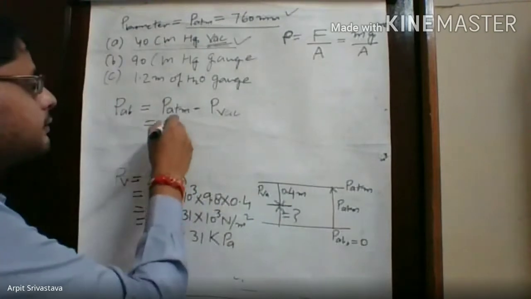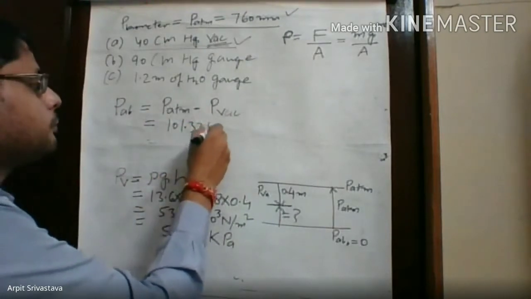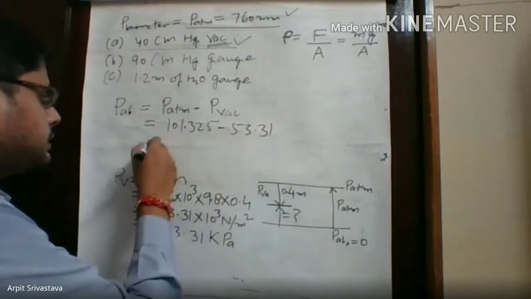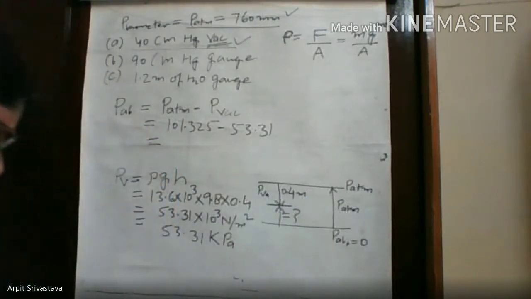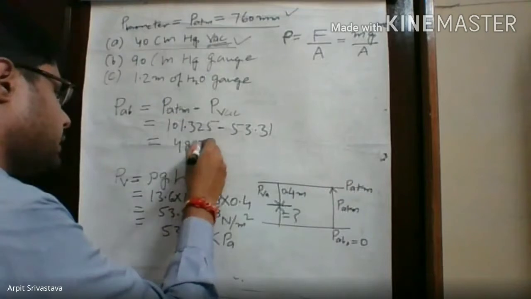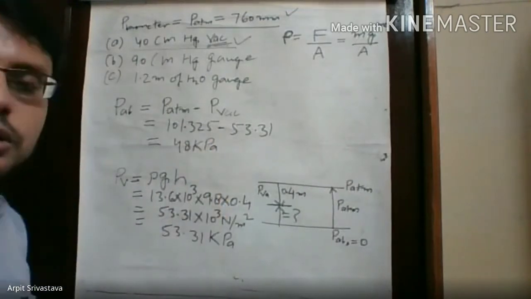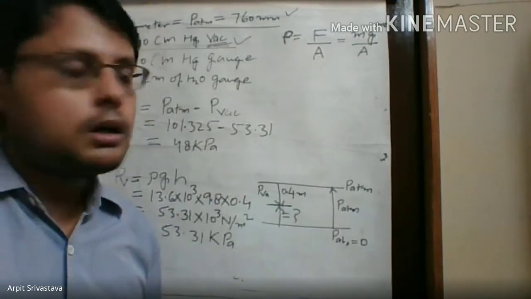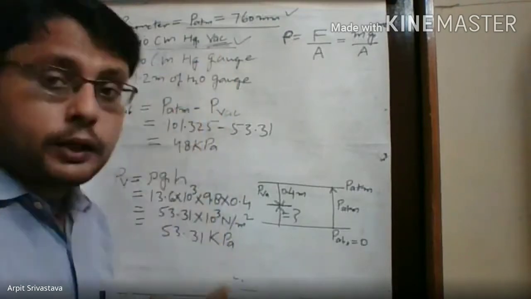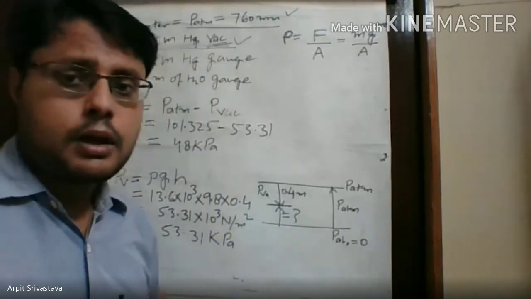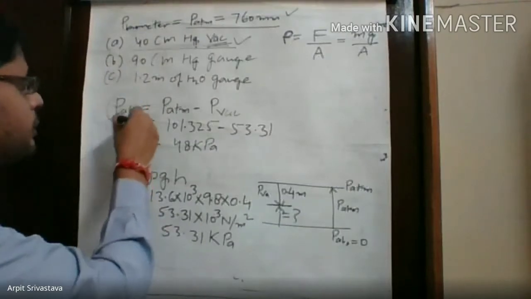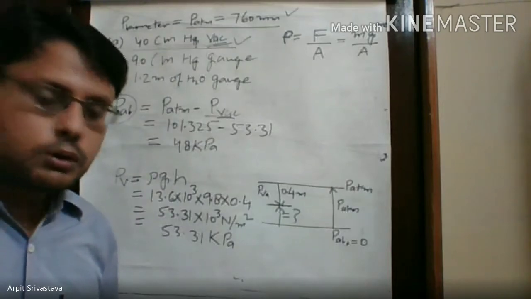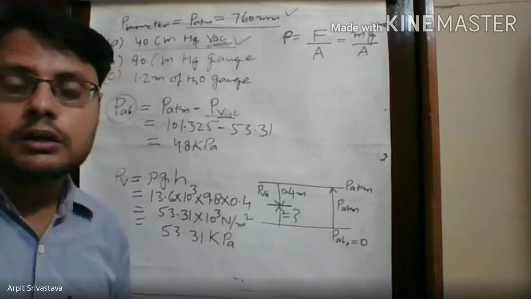Atmospheric pressure is given as 101.325 kilopascal minus the vacuum pressure value, 53.31. Then you will get the final value, which is 48 kilopascal. So in this problem, firstly I converted this 40 centimeter Hg vacuum into kilopascal, and then I calculated the absolute pressure value with respect to this vacuum pressure value. Hope you can now easily understand this concept.